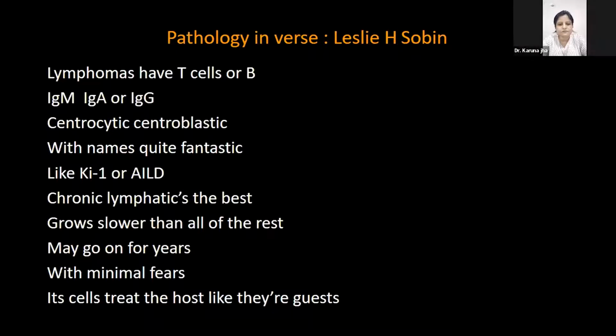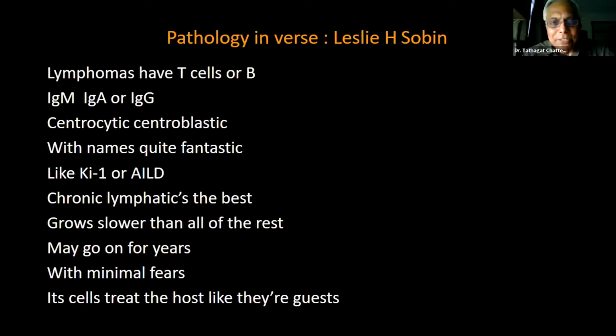Those were the days where we were following the Kiel classification, and the working formulation had also come, and the REAL classification was knocking on the doors. So here is one such snippet from Leslie H. Sobin, a book of pathology in verse. Lymphomas have T cells or B, IgM, A or G, centrocytic, centroblastic, names quite fantastic, like Ki-1 or AILD. And even then we knew that chronic lymphatic still the best, grows slower than all of the rest, may go on for years with minimal fears, its cells treat the host like their guest.